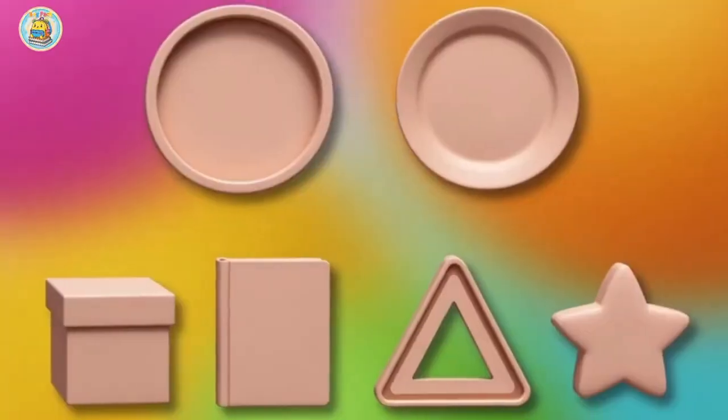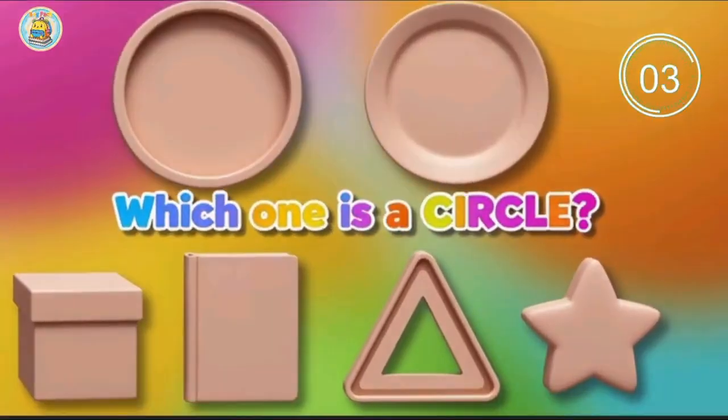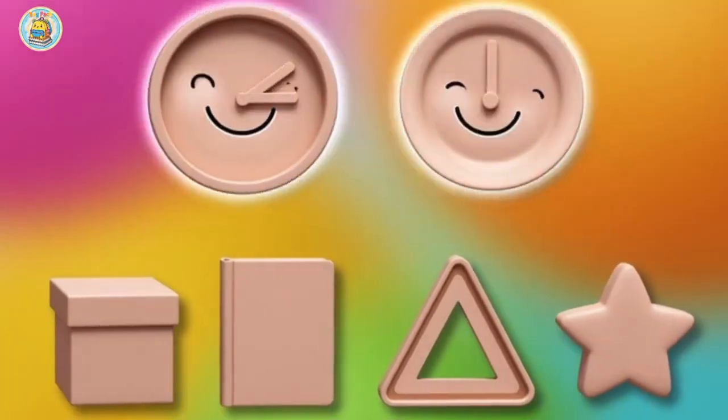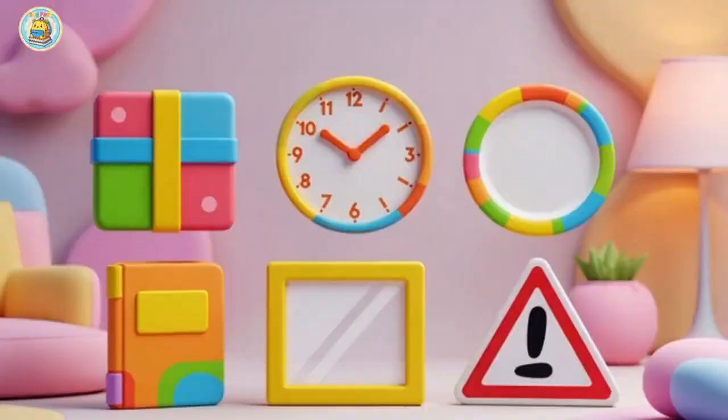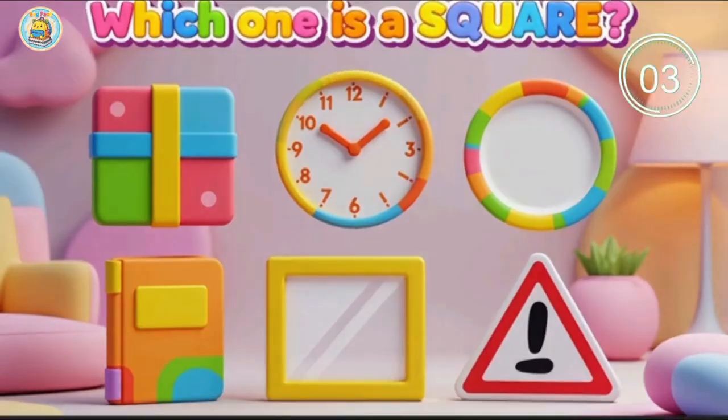Circle! Which one is a circle? 5, 4, 3, 2, 1. Square! Which one is a square? 5, 4, 3, 2, 1.